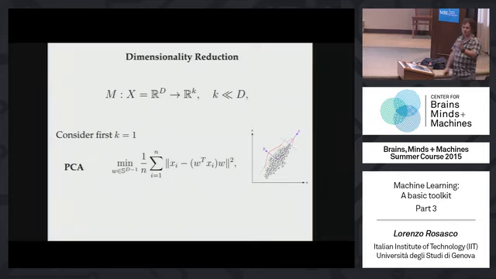I fix a w, and I want to know how well I can describe x. I project x in that direction, and then I take the distance between x and that projection. Then I sum over all points, and I check among all possible directions the one that gives me the best error. So suppose that this is your data set. Which direction do you think is going to give me the best error?